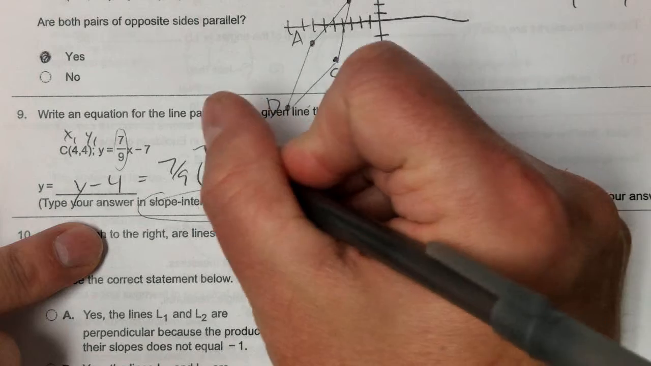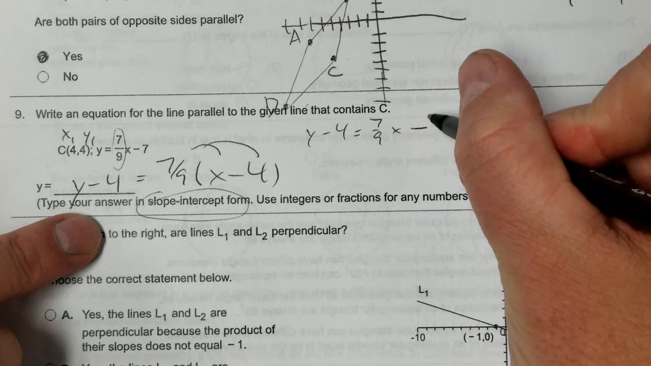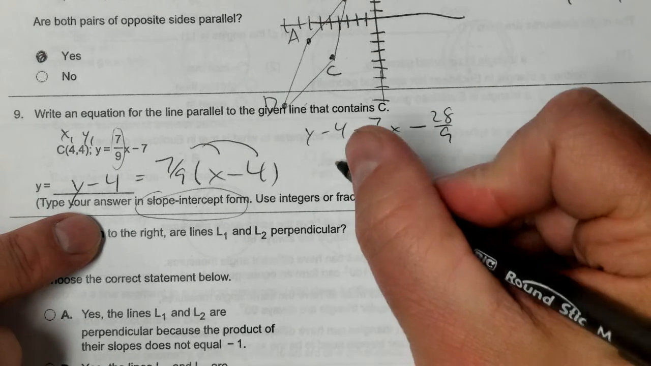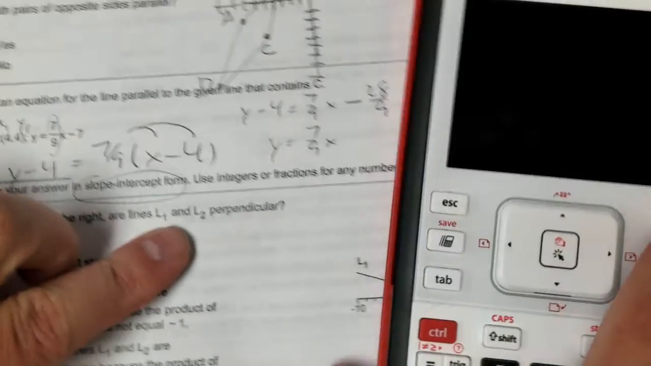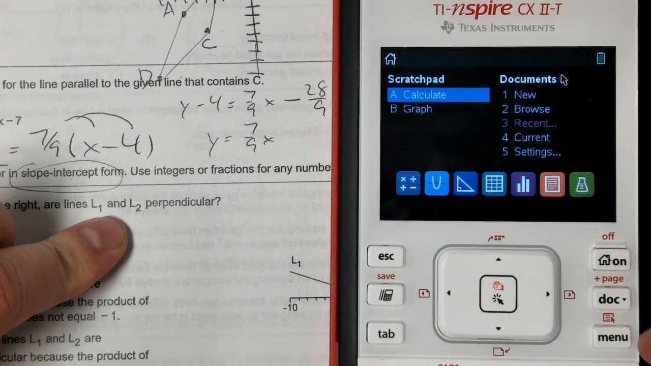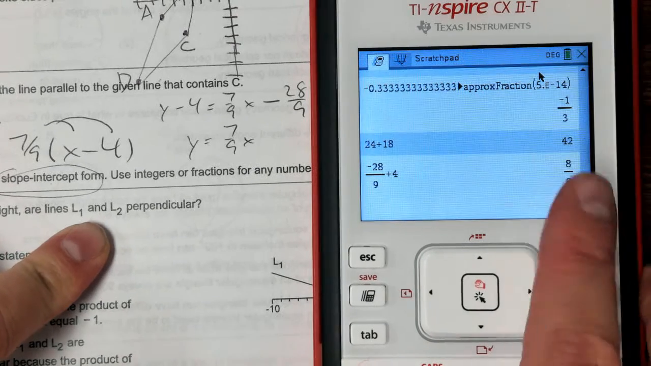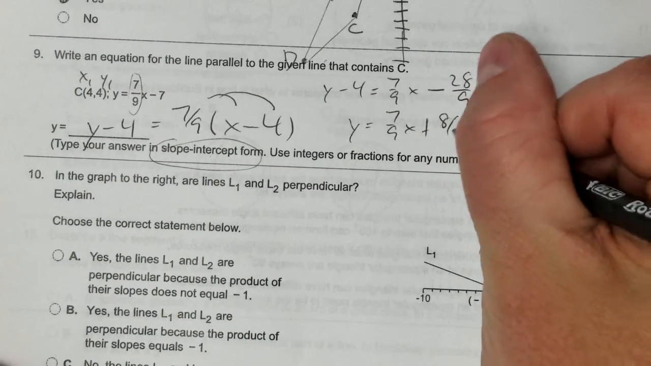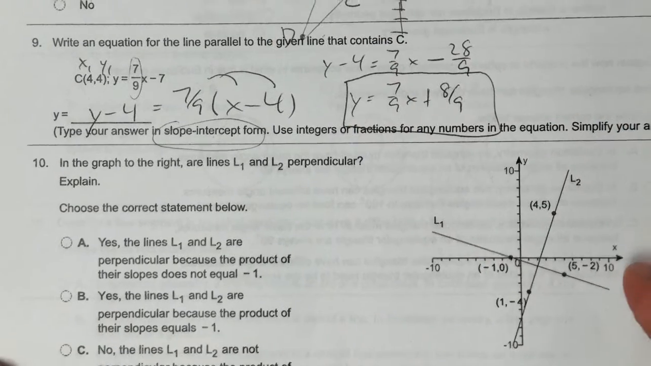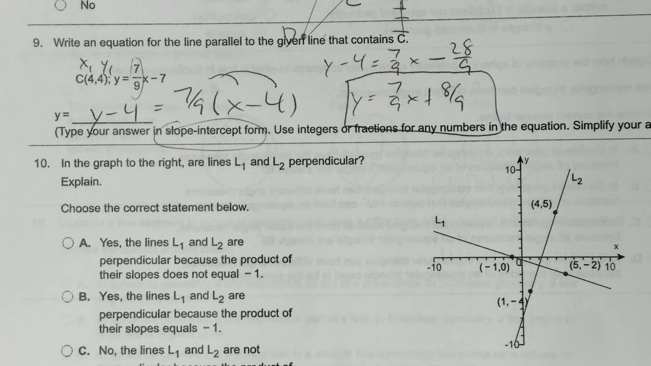And so I've still got a little bit of work to do on it. I need to distribute this. And so I get y minus 4 equals 7 ninths x minus 28 ninths. And then I want to add 4. So negative 28 ninths plus 4, that gives you 8 ninths, so plus 8 ninths. So that's your answer to number 9. And that does match what we were expecting. Okay?